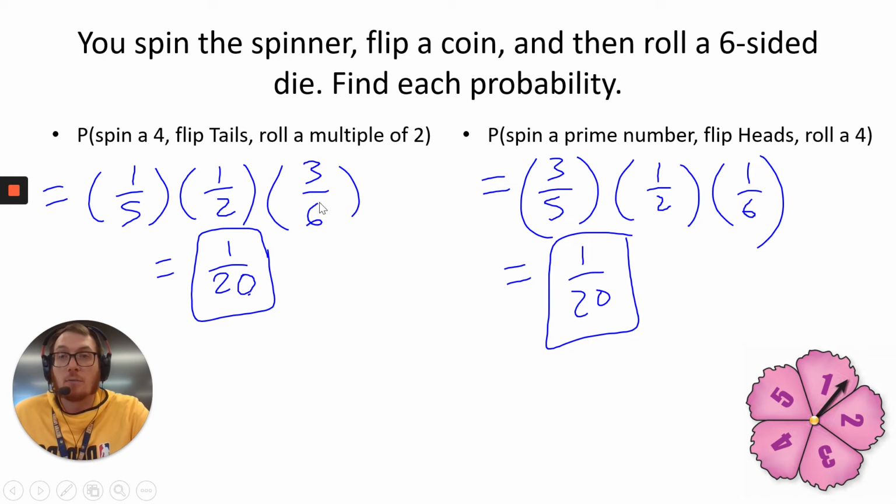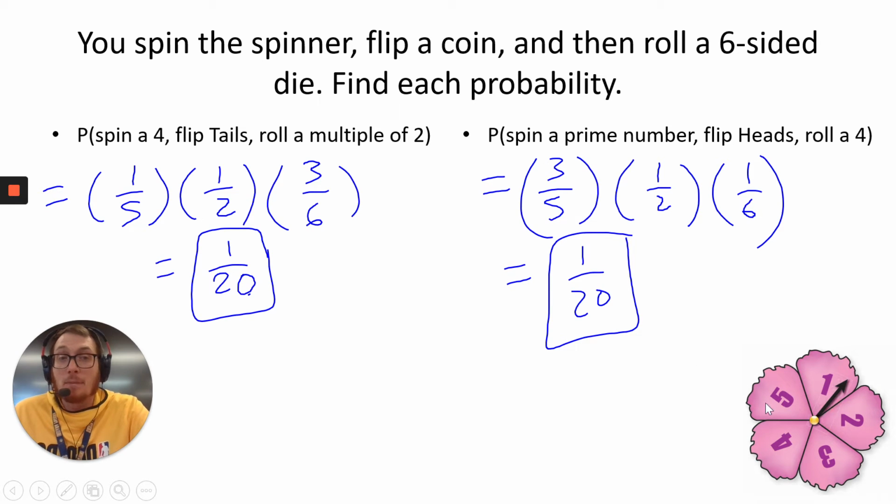Flip tails, and then roll a multiple of 2. Roll a multiple of 2 would be 3 out of 6. You could write that as 1/2 because half of the sides of a fair die are multiples of 2, which also corresponds to the evens. I multiply all that together, simplify my fraction, I get 1/20. Now this is completely happenstance that the second one also ends up being 1/20.